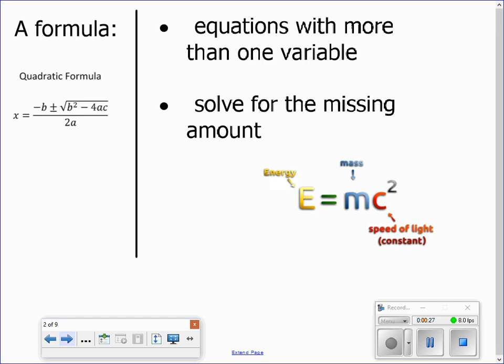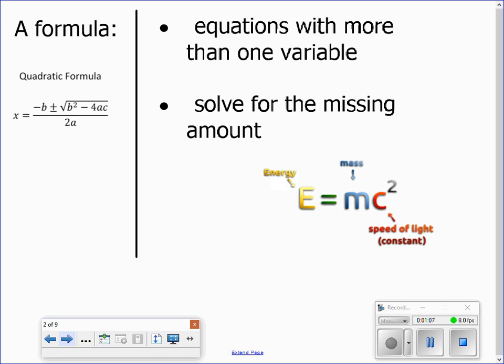We see this a lot when we look at formulas. Formulas are examples of literal equations. These are equations that have more than one variable, and they're used to solve for a missing amount. Being able to solve a literal equation is really important when we're dealing with formulas because you may not be missing the amount that the equation is set up for, such as energy equals mc squared. We might not be missing the energy. What we might be missing is the mass.